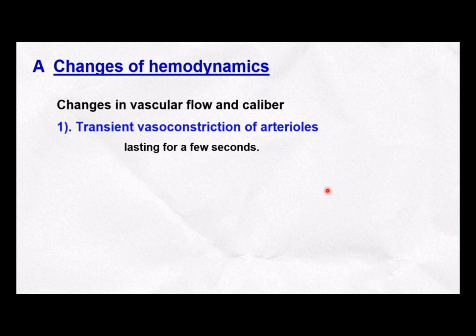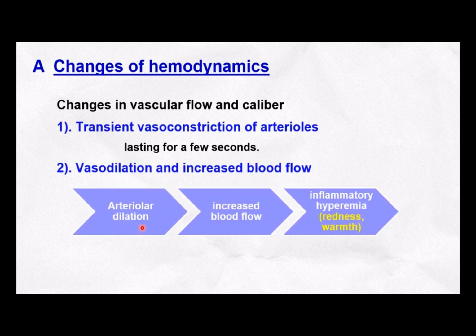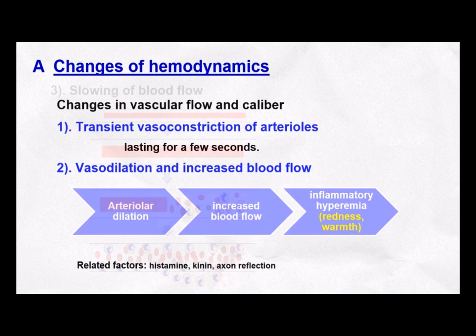Initially, there is transient constriction of arterioles. This change only lasts for a few seconds. Then, blood vessels dilate, the capillary bed expands, and opening of new capillary beds increases blood flow. This vascular expansion is the cause of redness and warmth, two cardinal signs of inflammation. These processes are induced by mediators such as histamine, kinin, or axon reflex.